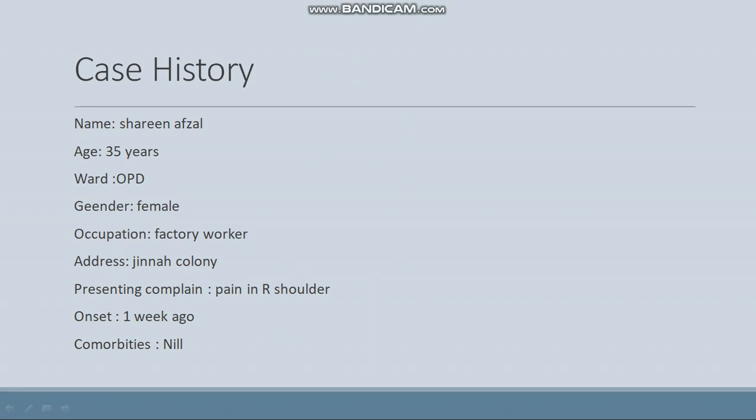Case history. Name: Shireen Afzal, age 35 years, ward OPT, gender female, occupation factory worker, address Jinnah Colony, Lahore. Presenting complaint: pain in right shoulder, onset 1 week ago, comorbidity none.